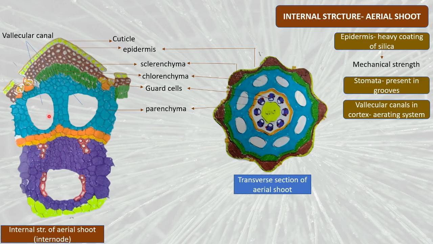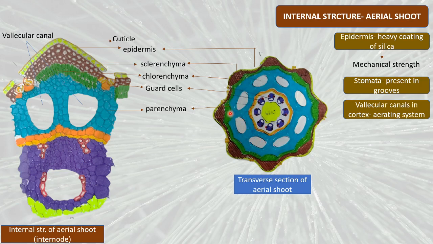So it is present as a pipe throughout the internode, and it forms a distinct aerating system. So this vallicular canal conducts air, right? There is air present in the vallicular canal. So remember that vallicular canals are an aerating system, right? So this is about the inner cortex, which has the presence of parenchyma and vallicular canals. Now, this same thing you can see here also. These round structures that you see are vallicular canals, and the blue part is parenchyma.